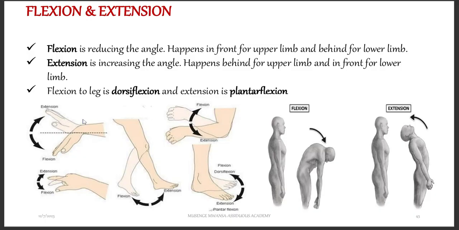Same way with the wrist, this is the wrist joint here. If I'm bending the angle, if I'm going downwards, that's flexion. And if I'm going upwards, that's known as extension. If I'm talking about, let's say, the entire trunk, if I'm pushing myself forward like that, that's known as flexion. I'm bending. If I'm pushing myself backwards, I'm straightening.